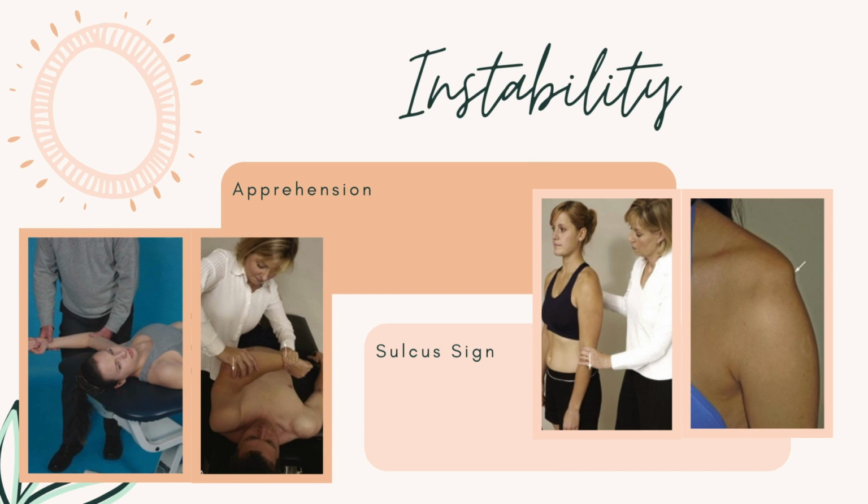If you're trying to assess the posterior side, you're going to elevate the arm to 90 degrees in front of the body and then apply a posterior force on the elbow while internally rotating the arm. So again, when you internally rotate the arm, that's going to do the opposite.